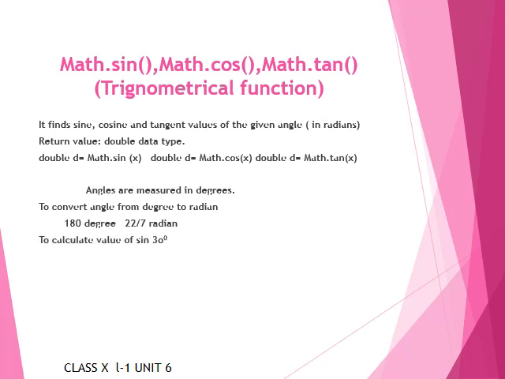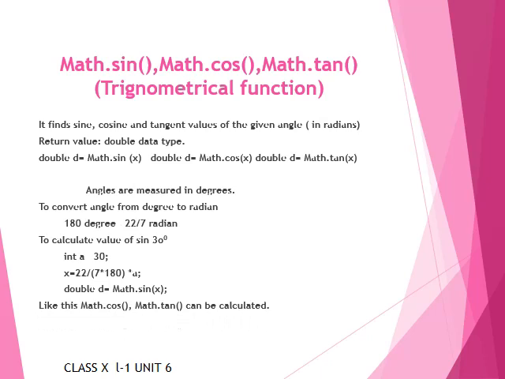To calculate the value of sine 30 degree, let us see. Int a is equal to 30, x is equal to 22 upon 7 into 180 into a, double d is equal to Math.sin x. Like this, Math.cos, Math.tan can also be calculated. And for finding the negative number, we use asin, acos, atan. Do the exercise at the end of this presentation.